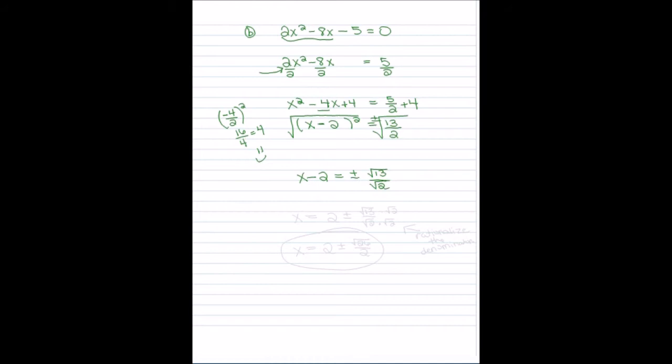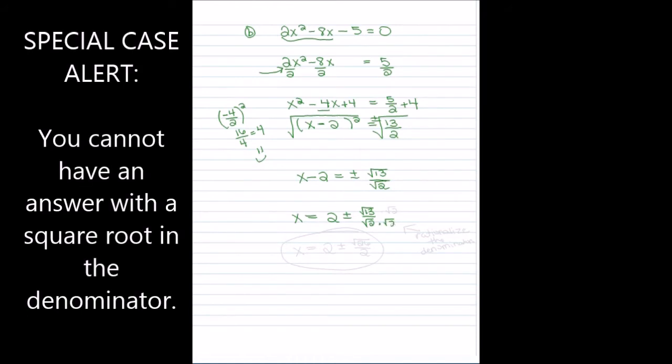Next step is to move the 2. So I add 2 to both sides, and I end up getting x is equal to 2 plus or minus square root of 13 over square root of 2. But I can't stop there because I have a radical in my denominator, and I can't have a radical in my denominator as a simplified answer. So what I have to do is this thing called rationalizing the denominator.